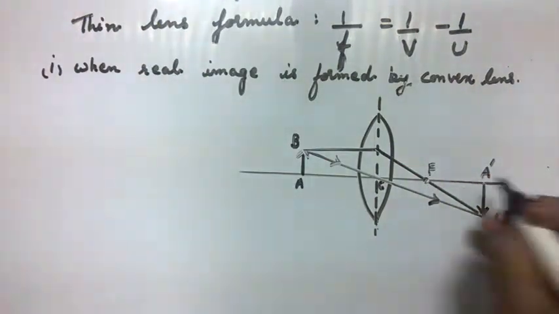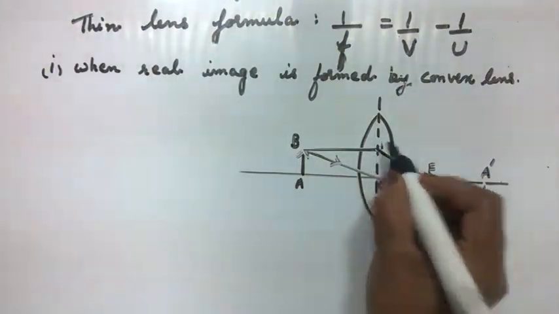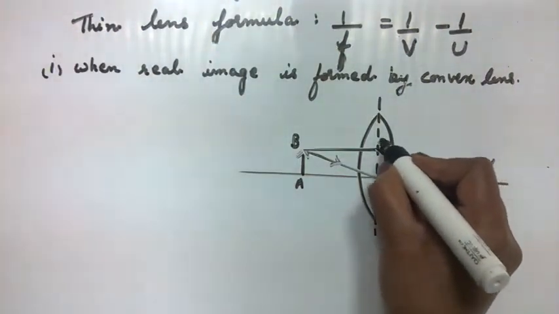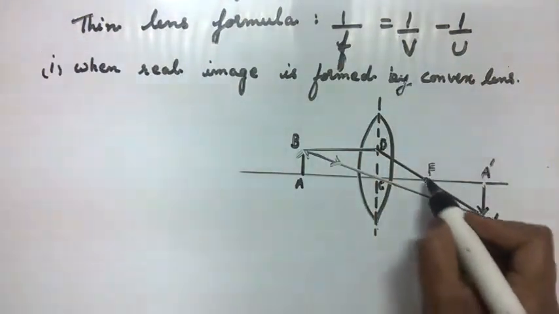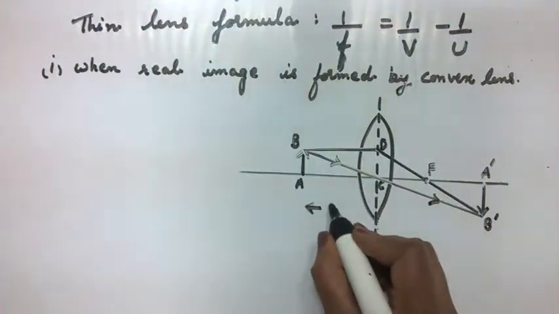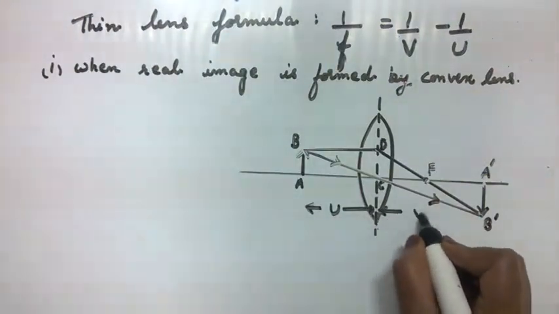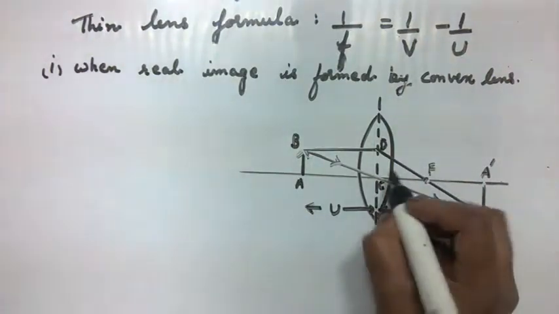Now, this is point D, and object distance is U from optical center, image distance is V, focal length from optical center is F.